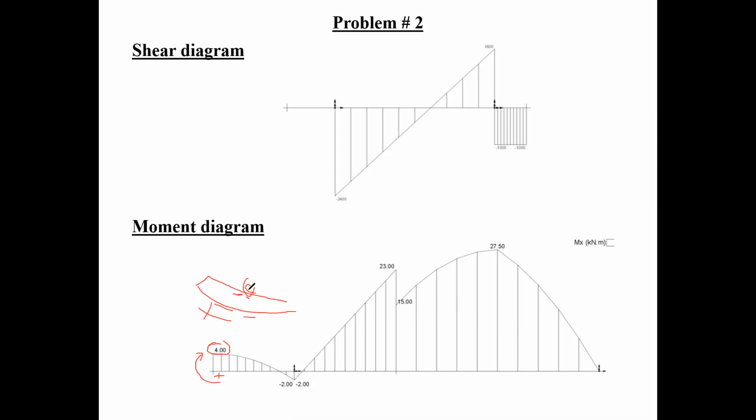That's all it is. So none of this counterclockwise is positive, nothing like that. That's just sign convention to write your equation of equilibrium. It's got nothing to do with where the tension side and where the compression side of the beam is.